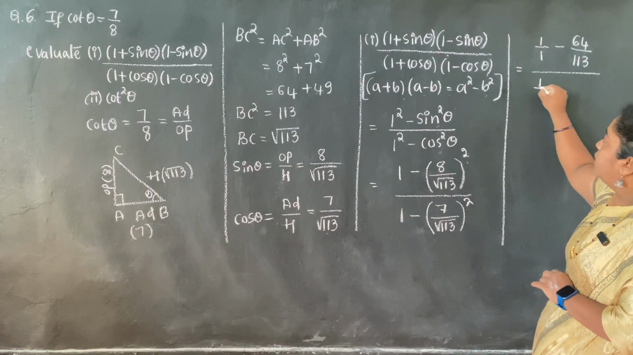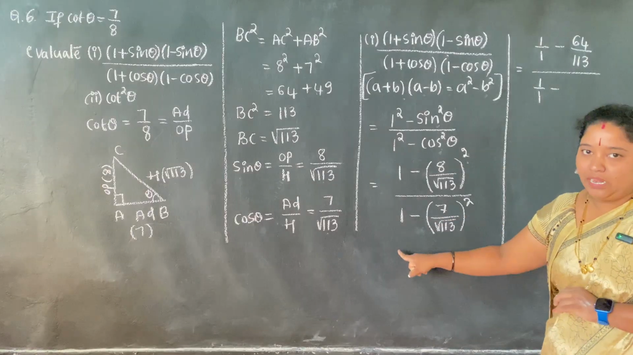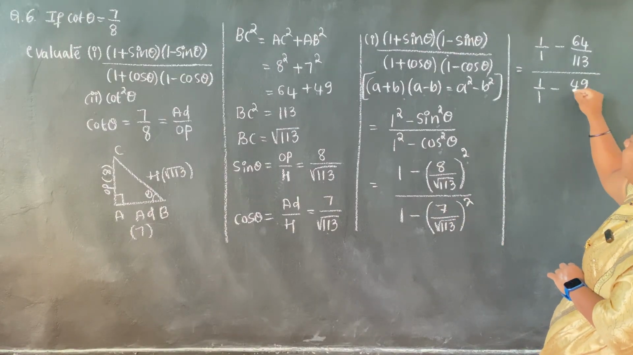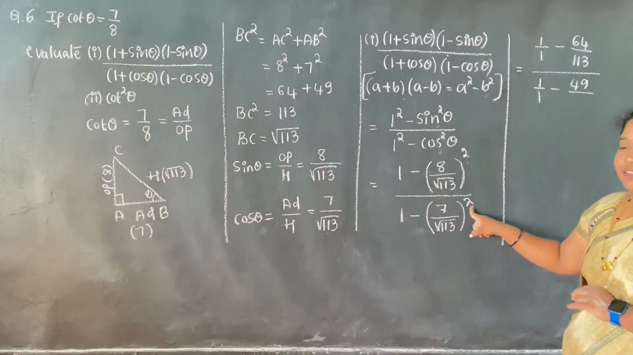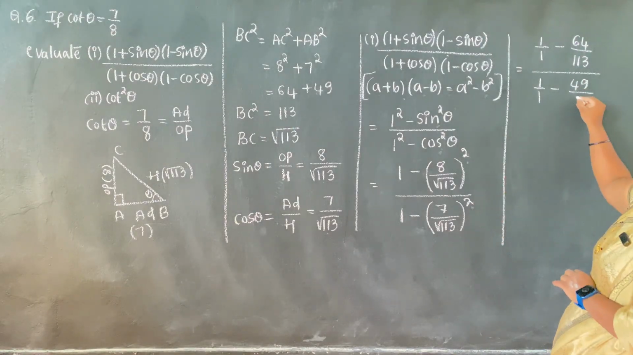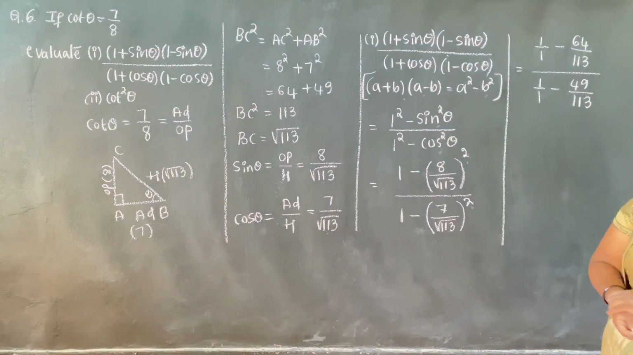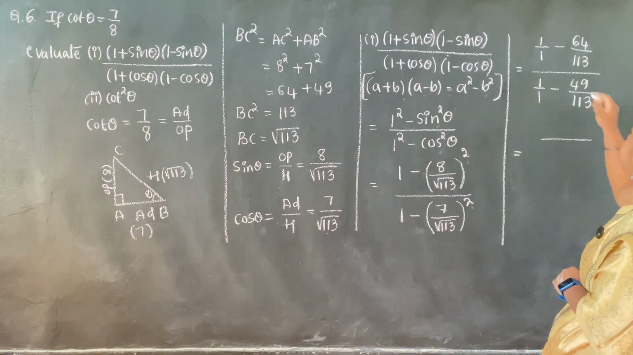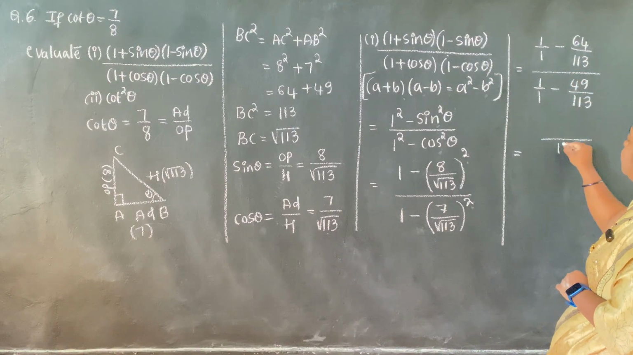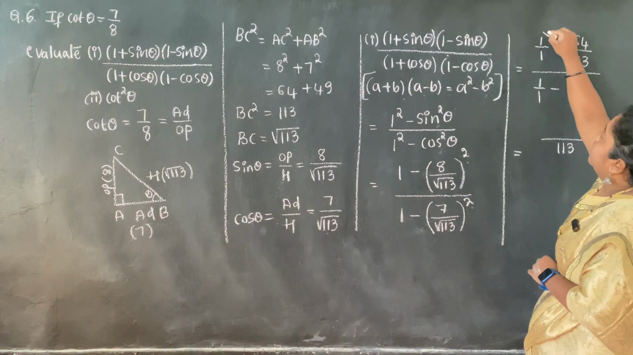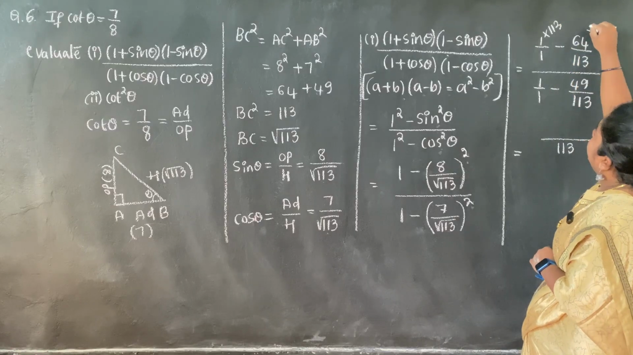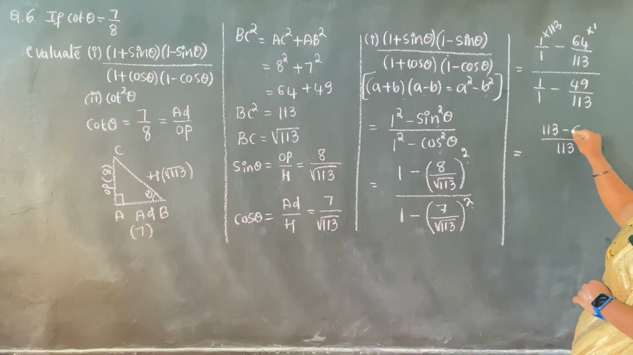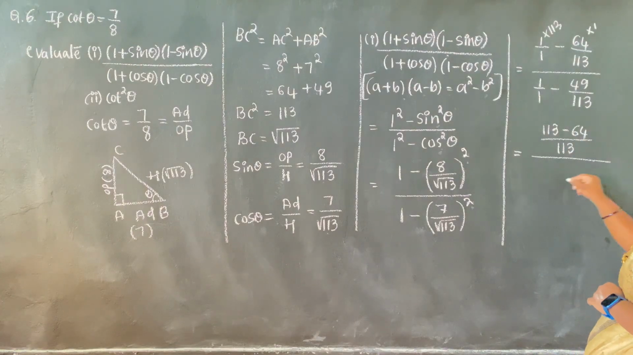Now, in the denominator part, again I have 1 by 1. I'll be writing minus, see, 7 square is how much? 49. Again, root 113 square, it is just 113. Now, denominator and numerator separately simplify them. See, 1 and 113 LCM would give me 113. See here, 1 into 113, 113 into 1. So in the numerator part, I'll be having 113 minus 64, whole divided.